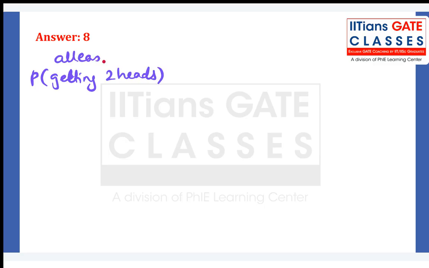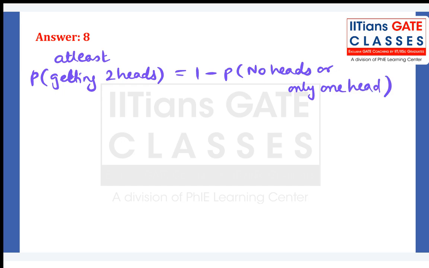Okay, that is the keyword. Probability of getting at least two heads is equal to 1 minus probability of no heads or only one head, right? Because if you are getting at least two, it means you can get 2, 3, 4, whatever it is. And if you have the probability of getting 0 and 1 added to it, the summation should be equal to 1, no?